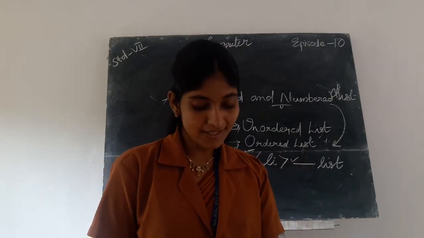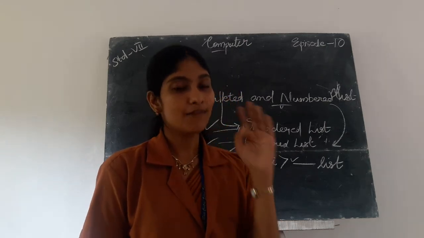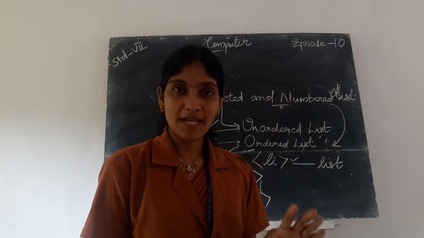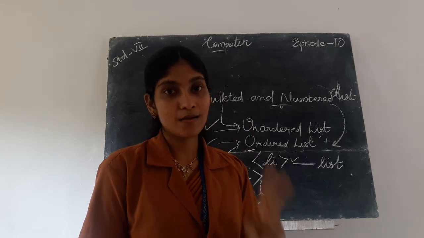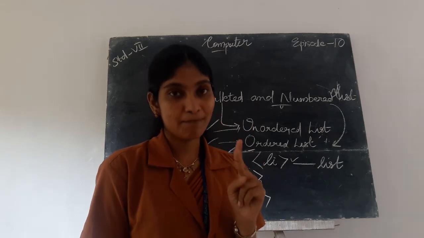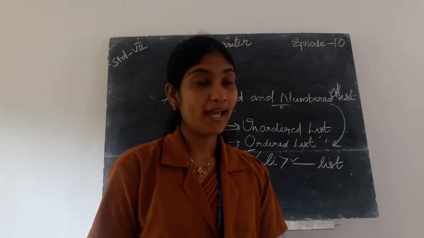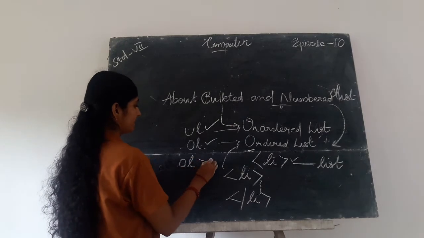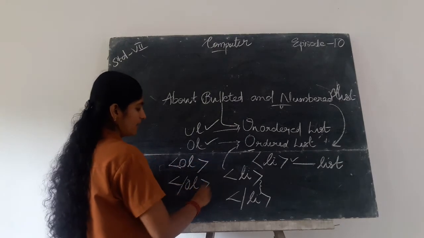So let's do the first one, creating an ordered list. Ordered list means first the item should be written within the pair of LI tags, and second, if you want to apply an ordered list, you can use OL. So what is the tag? OL. This is the open tag and this is the close tag.